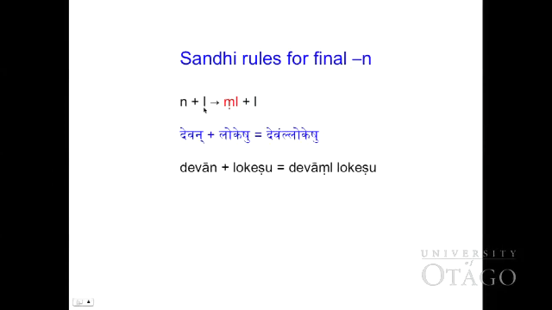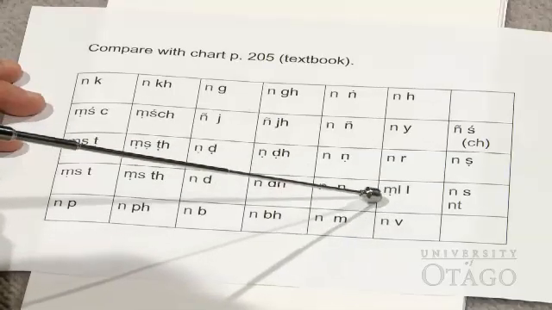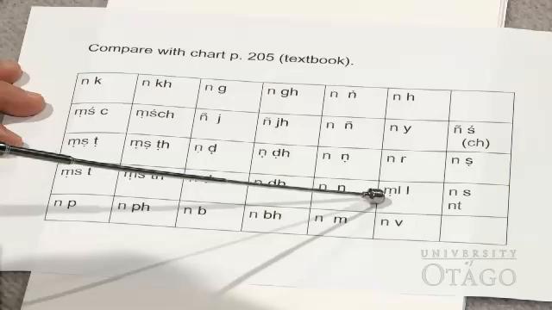Rule number 4, N following with L, the first letter of the following word is L, so change N to M L, that is Devan Lokeshu. It will be Devam Lokeshu, M and LL Lokeshu. So from the chart, you see from this one, N change to ML. This is number 4.